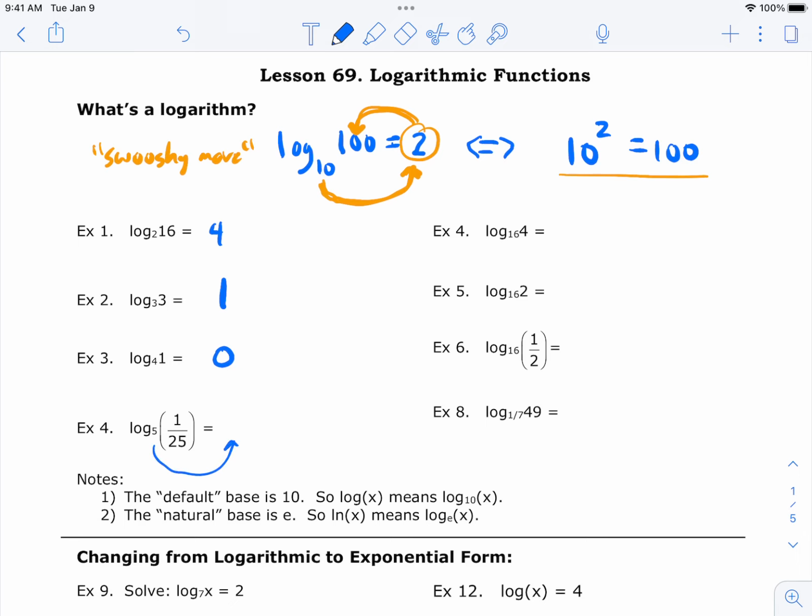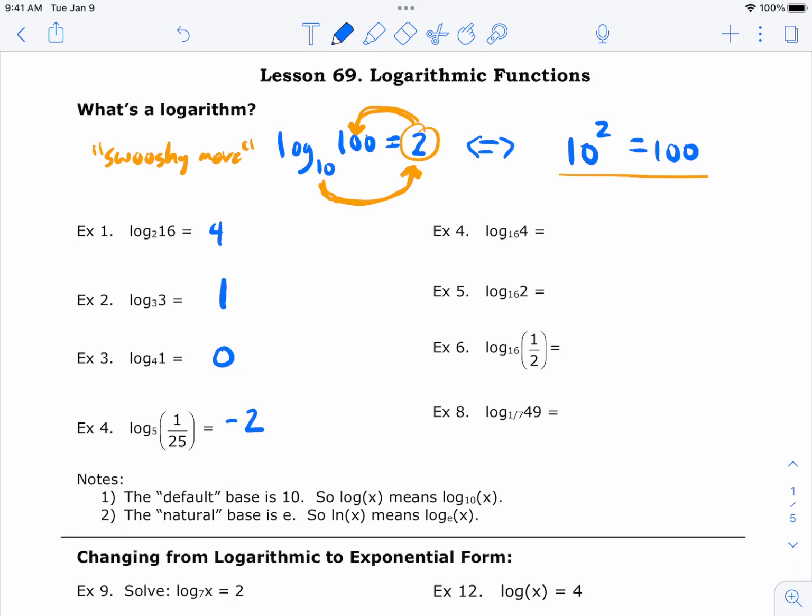5 to what power is going to give me 1 over 25? Well, notice 5 squared would get you the 25, but I want it flipped over, which means I actually want a negative exponent. So that's a negative 2. 5 to the power of negative 2 would give me the 1 over 25.